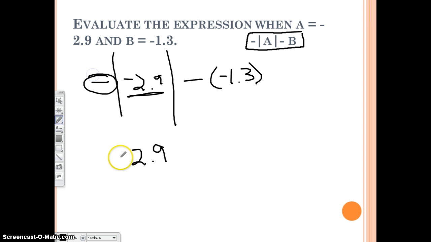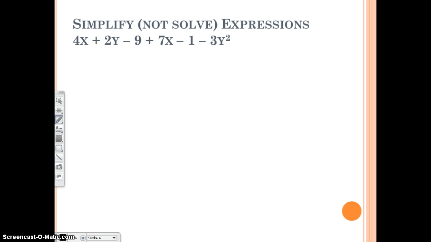However, we still have a negative hanging out in front. Right here we have a negative times, well, it's not times. We have the addition of a negative quantity. Negative, negative becomes a positive. Negative 2.9 plus 1.3 gives us a negative 1.6. Two more problems left, and I've got 2 minutes.